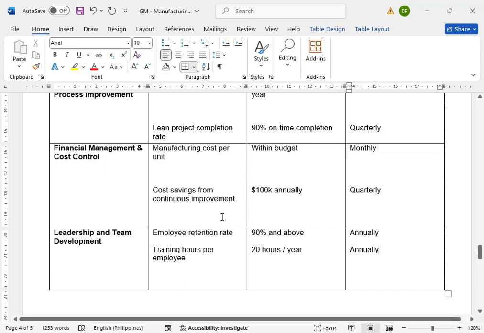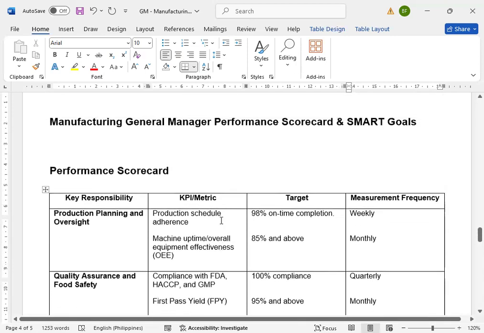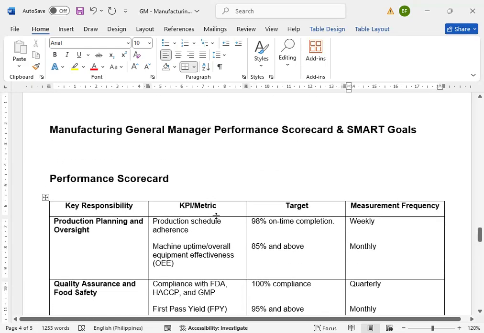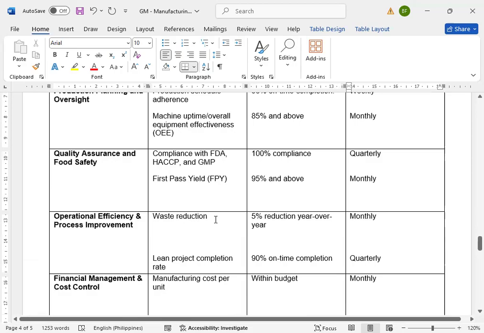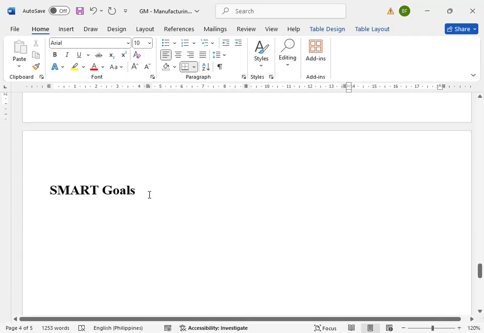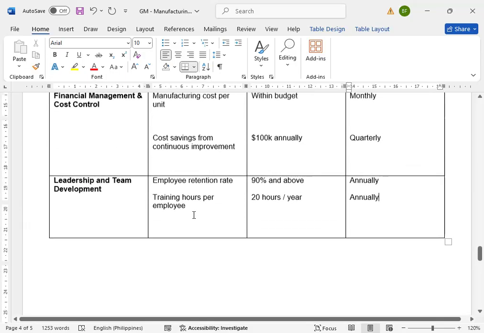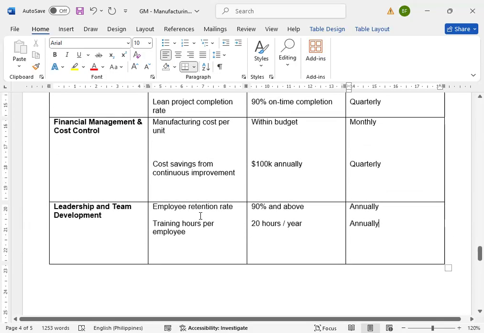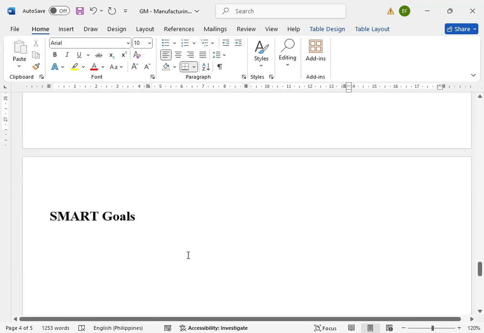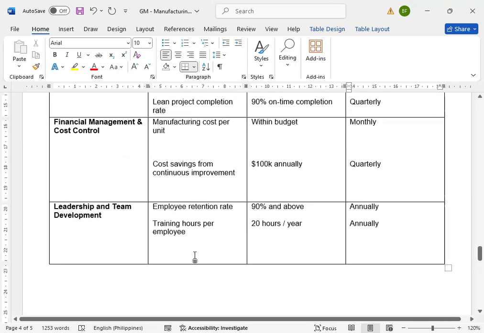Okay, this is it for our presentation in terms of the manufacturing general manager performance scorecard. So I think this is it for today. Okay. What else are we going to do? I'm going to be doing the SMART goals, and we stop here on the general manager manufacturing performance scorecard. And next time around, I'll be doing the SMART goals for you, and we'll be doing it in the third part of this video. This is the second part.